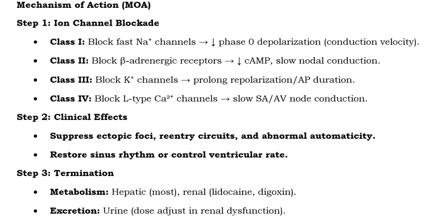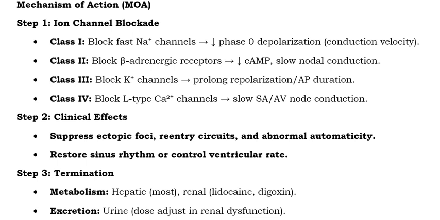Class 2, block beta receptors, lower cAMP, slow nodal conduction. Class 3, block potassium channels, prolong repolarization, lengthen the action potential. Class 4, block calcium channels, slow SA and AV node conduction. That's the basic electrophysiology. Okay, that's the cellular stuff. What effects are we actually aiming for clinically?